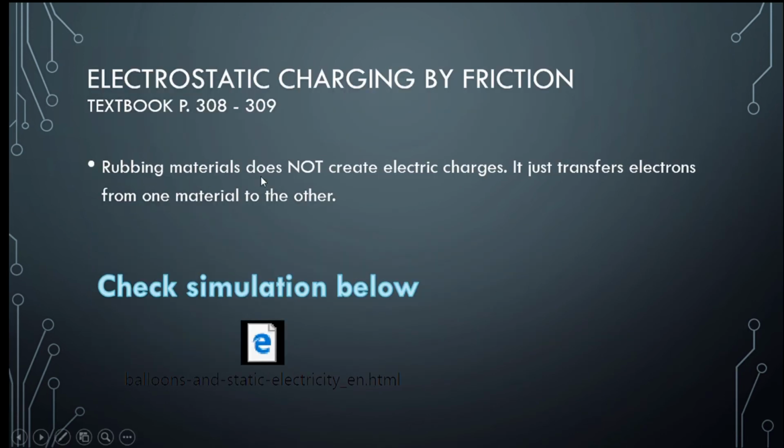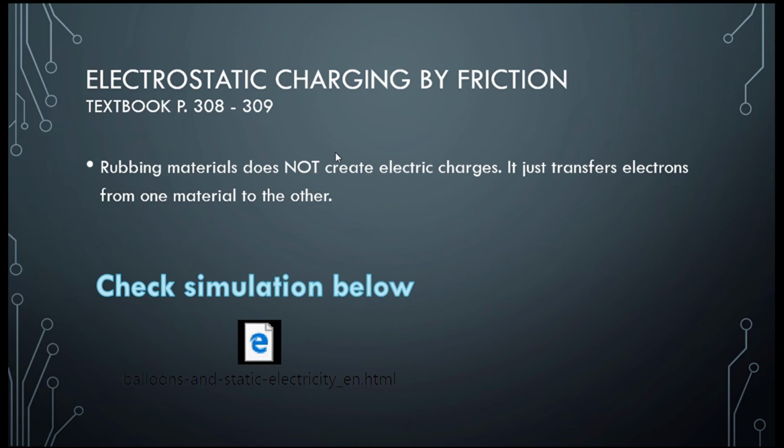Rubbing materials does not create electric charges. It just transfers electrons from one material to the other. But don't get me wrong, everyone. In the insulator, the movement of the charged particles is on the surface only, not inside the object, only on the surface. To understand this, you may check the simulation again.